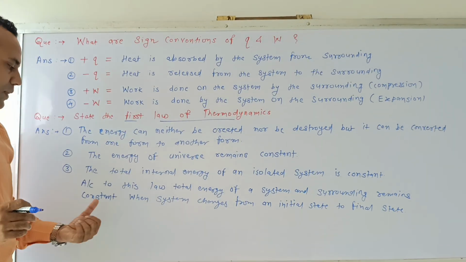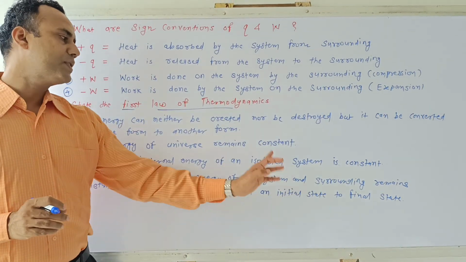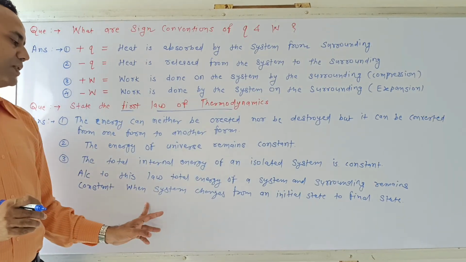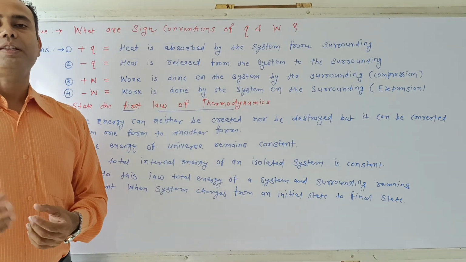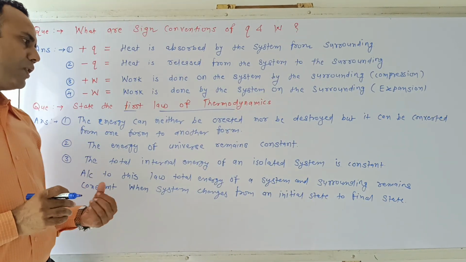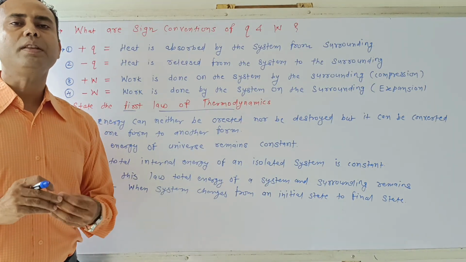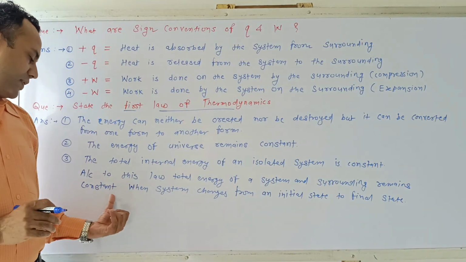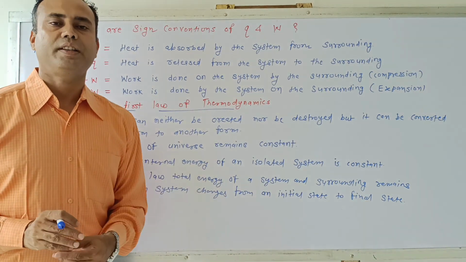From these 3 statements we come to the conclusion that according to this law, the energy of system and surrounding remain constant when system changes from an initial state to final state. So according to this law, the total energy of system and surrounding always remain constant, when system goes from one initial state to final state.